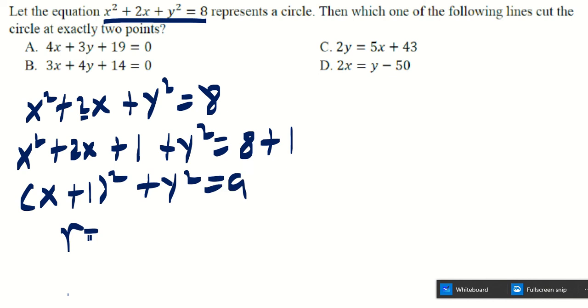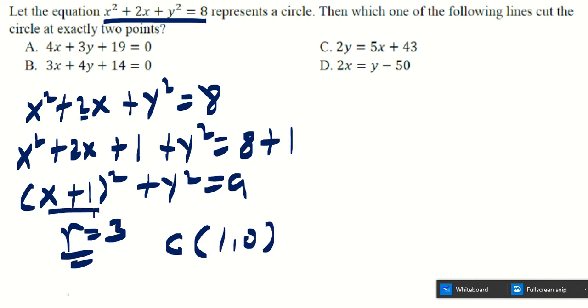Now the radius is 3. Now the center of the circle. What about the center of the circle? The center of the circle is (negative 1, 0), because the number which is with x is 1, so plus 1. So we will take negative 1, and the y which is 0.